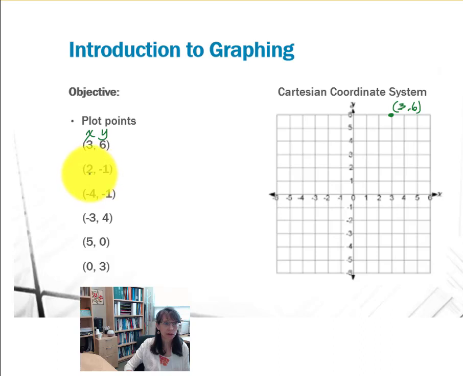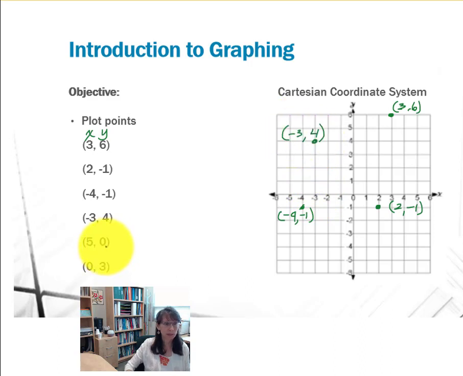The next ordered pair is 2, negative 1. So I move 2 units to the right for x and down 1 unit. So 2, negative 1. Negative 4, negative 1 means I'm starting at the origin, moving 4 units to the left, 1 unit down. Negative 3, 4, I go negative 3 units for x, but positive 4 for the y.